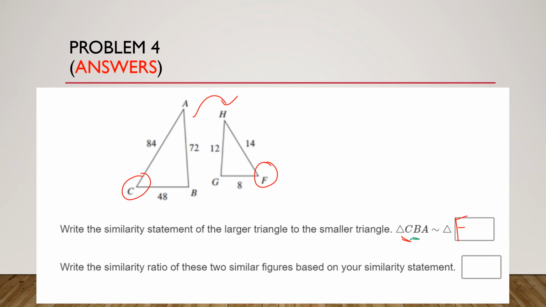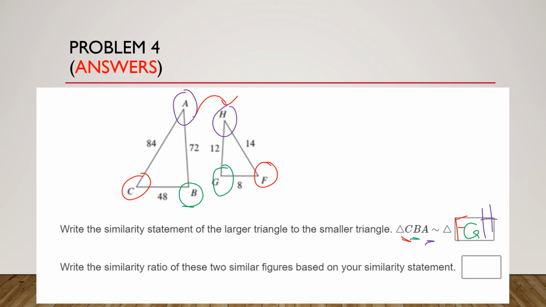So now we have B. Here's B. Again, since we think that it's flipped over, that would take us to G. And then lastly, we had A, which is up here on the top, which is going to match with H, which would stay up at the top.